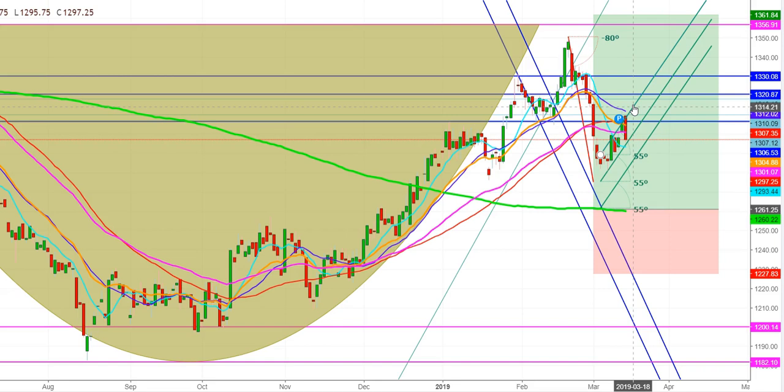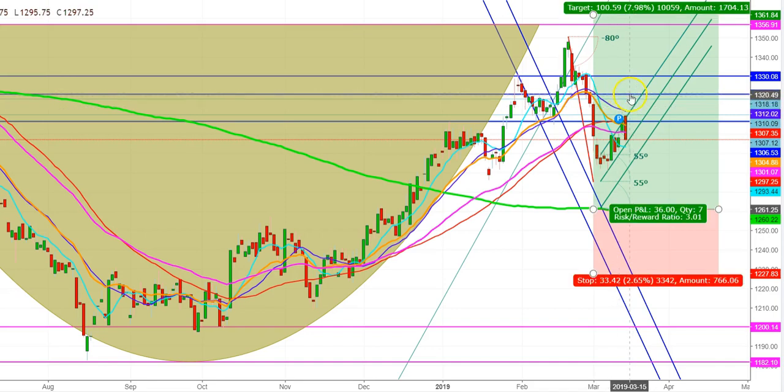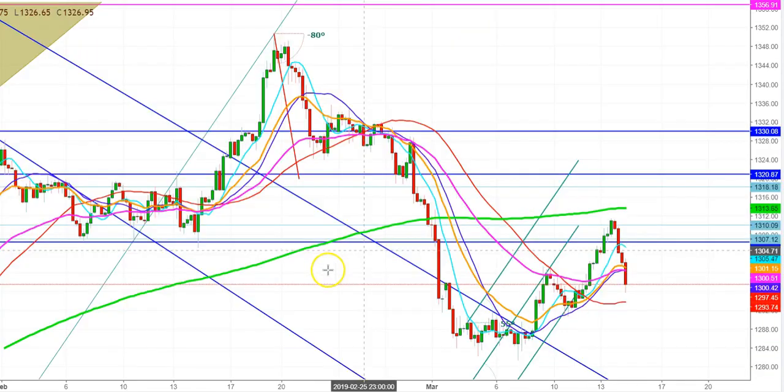But no doubt, if we find the momentum of the gold futures remain intact, on the bullish side, I find the gold futures will try to test the second resistance at the level of $1,320 after crossing the immediate resistance at $1,313. Let us see this chart in a 4-hour time frame.